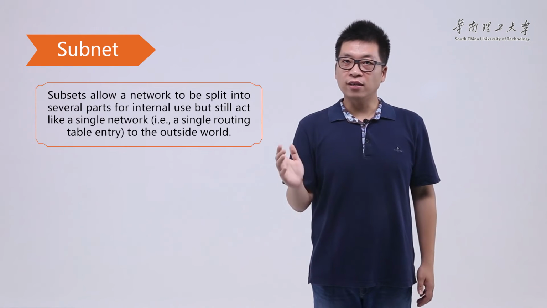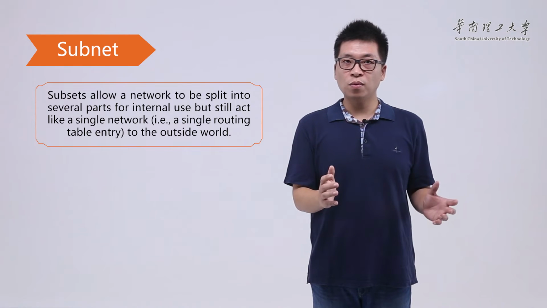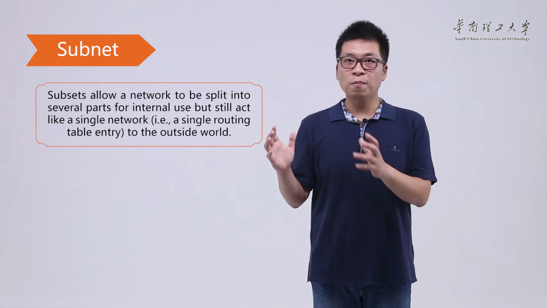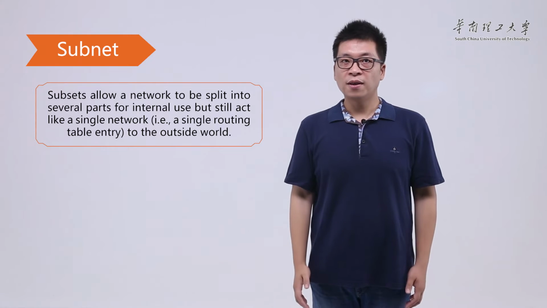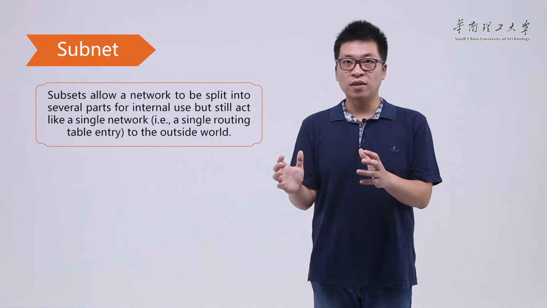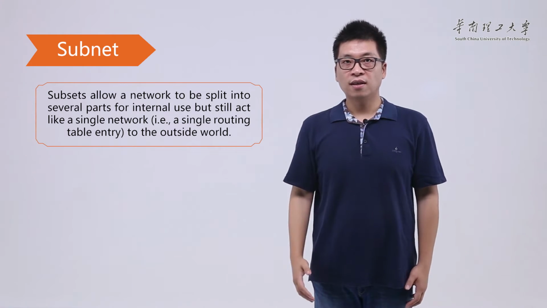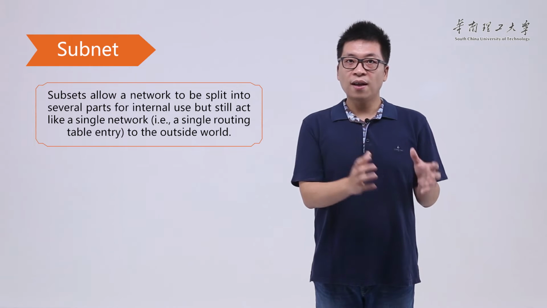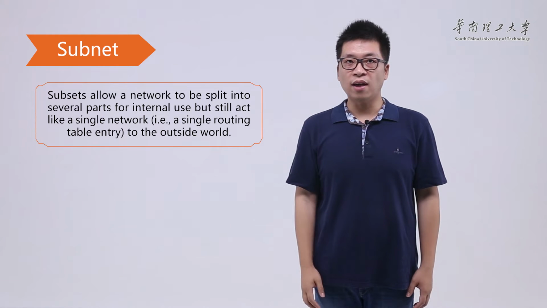For Class A network, as the host ID is 24 bits, it can support 2 power 24 minus 2 hosts in such network. It is a very large network and difficult to manage. Subnet is an approach that allows a network to be split into several parts for internal use, but still act like a single network to the outside world. It means these subnets appear as a single routing table entry.